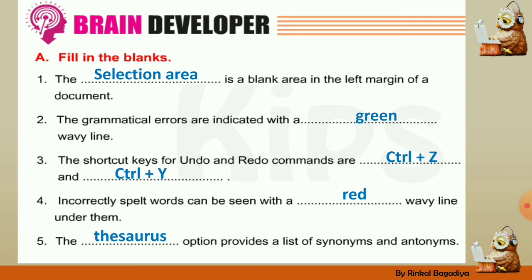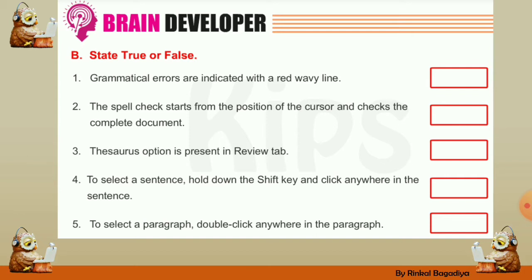Next is question B, state true or false. Number 1, grammatical errors are indicated with a red wavy line. Yes, of course it is false, because grammatical errors are shown by a green wavy line. So write down answer 1 is false. Number 2, the spell check starts from the position of the cursor and checks the complete document. Is it true? Yes, it is true because when we start spell check it always starts with the position of the cursor. So write down answer 2 is true.